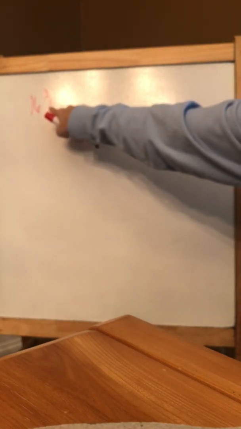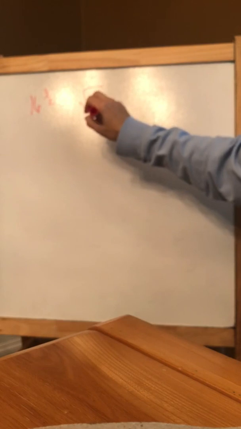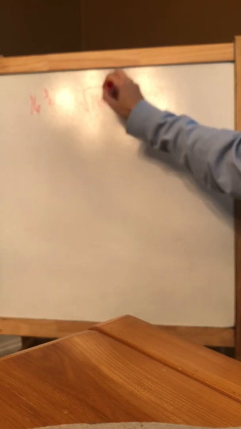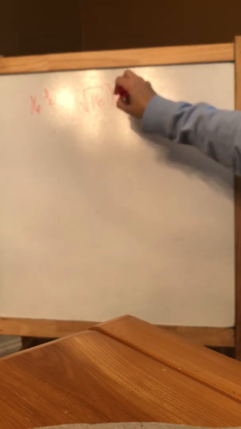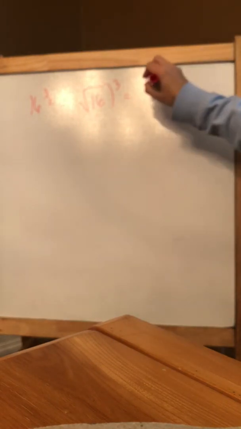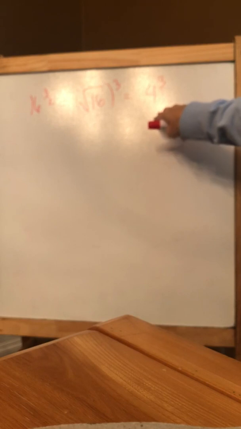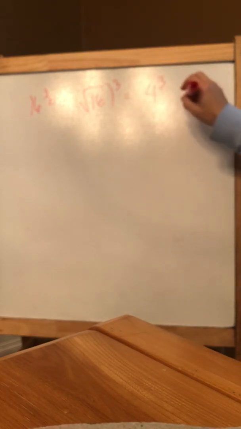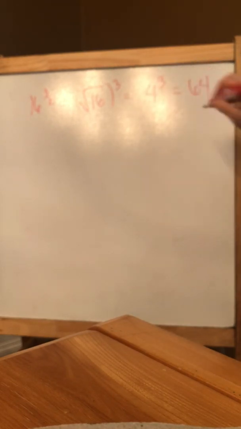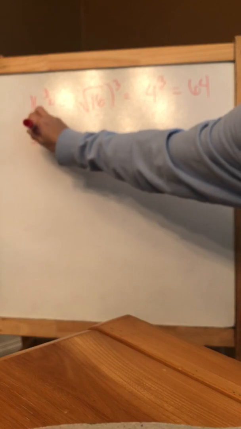The first one we have 16 to the 3/2. So you're going to rewrite that, looking at your bottom part. The square root of 16 to the third. What is the square root of 16? Well, that's 4. So we have 4 to the third. 4 times 4 is 16 times 4 is 64.